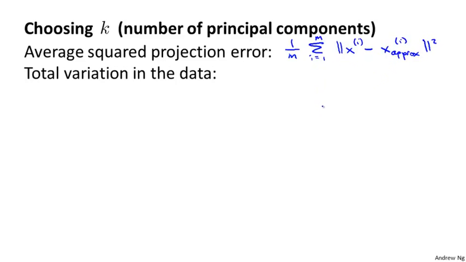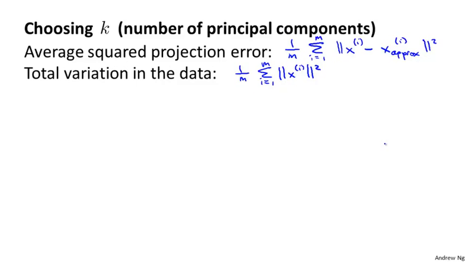Also, let me define the total variation in the data to be the average length squared of these examples x^(i). So the total variation in the data is the average over my training set of the length of each of my training examples. And this says, on average, how far are my training examples from just being all zeros? So how far on average are my training examples from the origin?